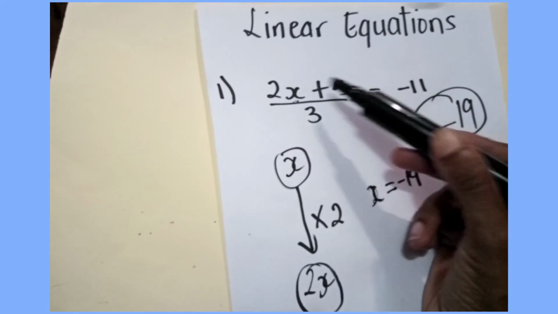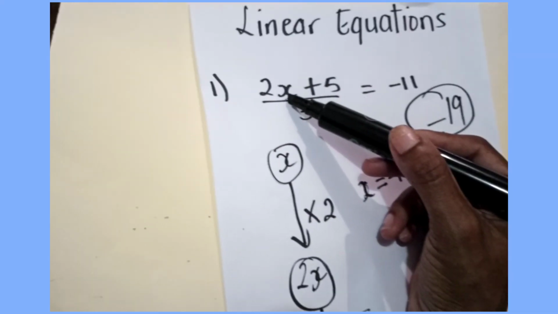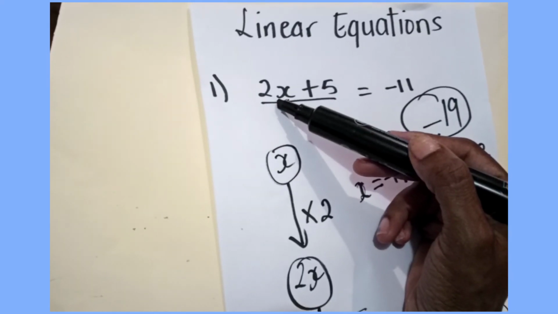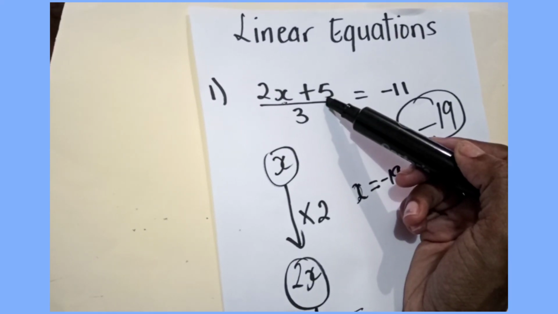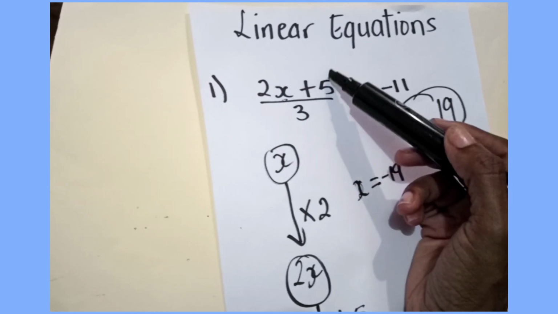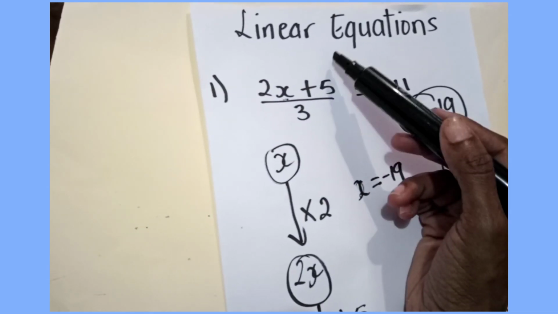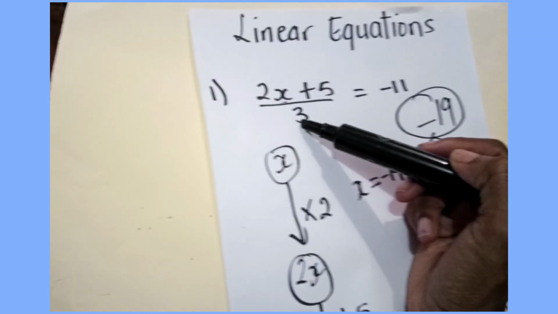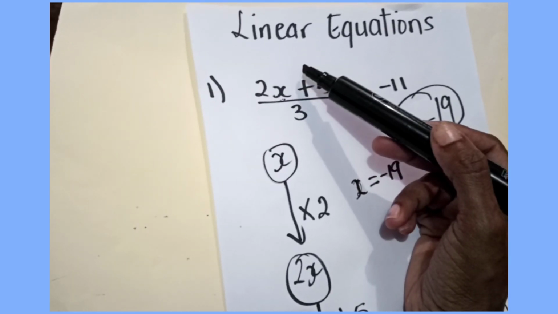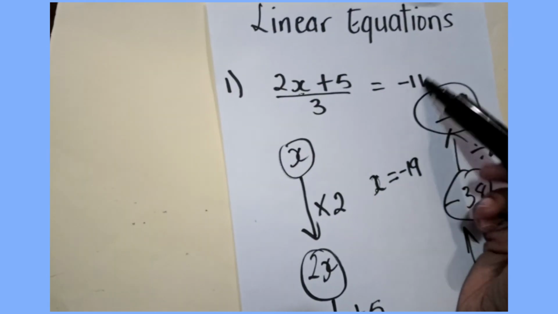It means when you put negative 19 here, multiply by 2, add 5 to it, and divide by 3, you will get negative 11. 2 times negative 19 is negative 38. Negative 38 plus 5: you owe 38 and have 5, so when you give them the 5, you still owe 33. Still a negative 33. So when you divide 3 into negative 33, you get negative 11.